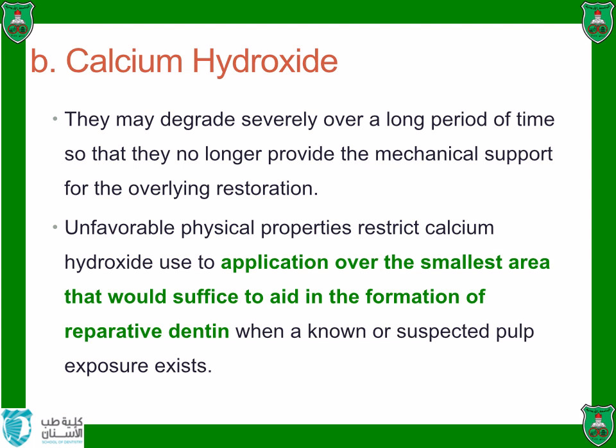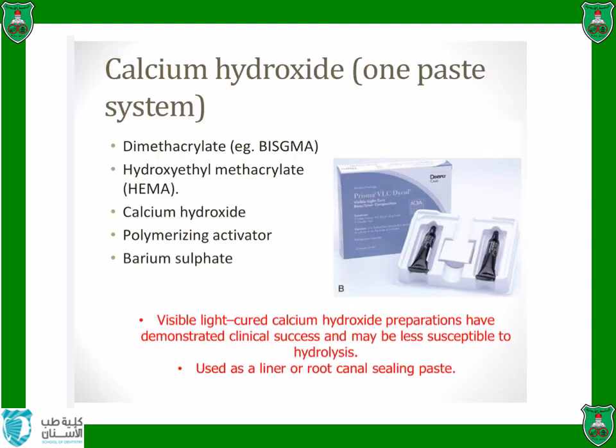Nowadays, to improve the physical properties, they have introduced what's called a one-base system of calcium hydroxide. They reinforce the calcium hydroxide with a resin part like HEMA, and this is exactly like the resin-modified glass ionomer cement. We have the resin-modified calcium hydroxide, one-base system. It's light-cured, visible light-cured calcium hydroxide. However, this will restrict the amount of calcium hydroxide present in the material.